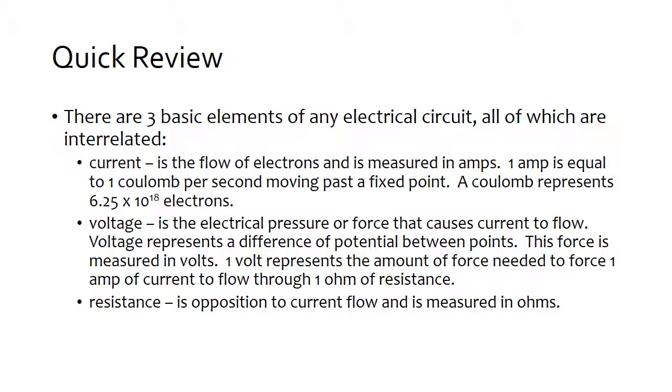Okay. We also talked about in the previous video the fact that there are 3 basic elements of any electrical circuit, all of which are interrelated. We talked about current, and current is the flow of electrons, which is measured in amps. 1 amp is equal to 1 coulomb per second moving past a fixed point. And of course, a coulomb represents a huge number of electrons. It's 6.25 times 10 to the 18th electrons. So we're talking about just a massive number of electrons.